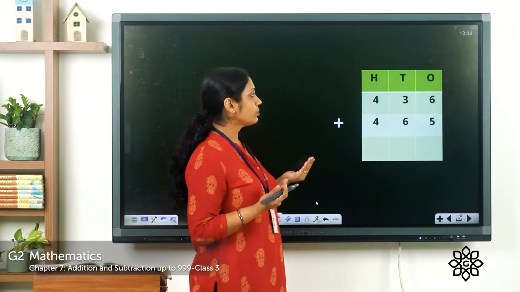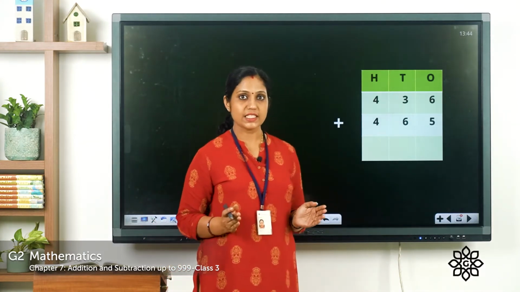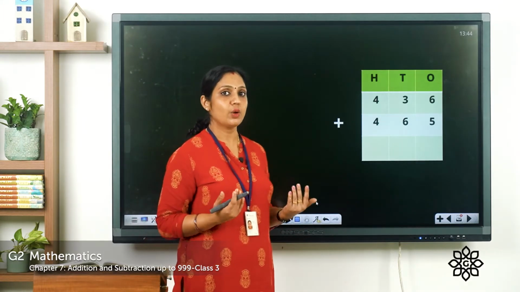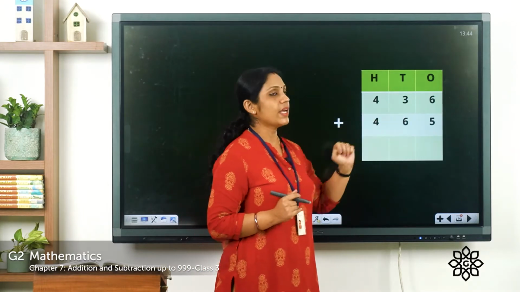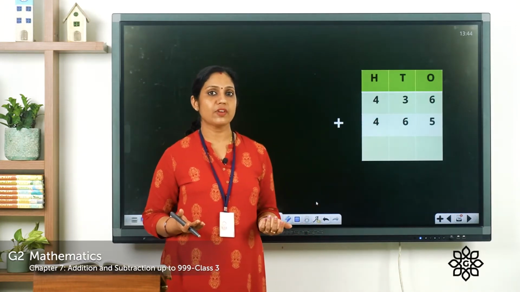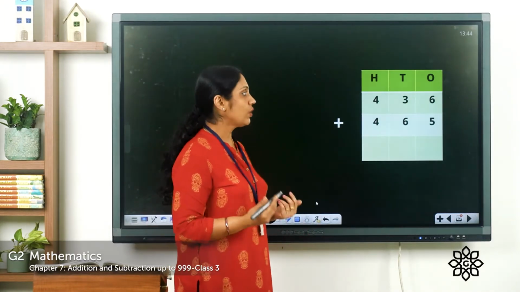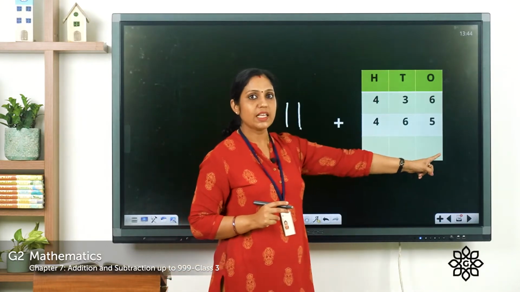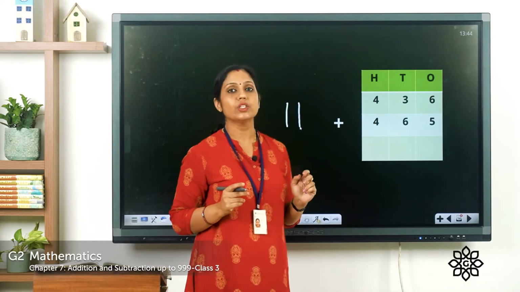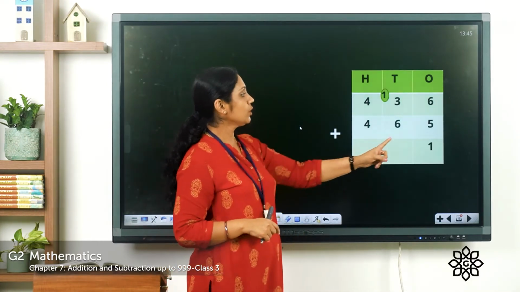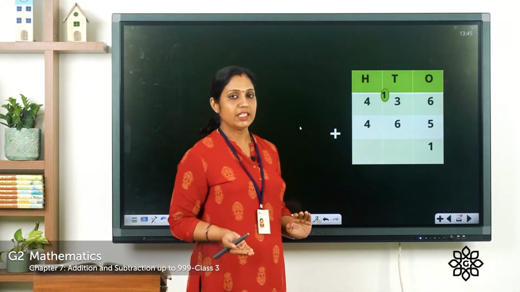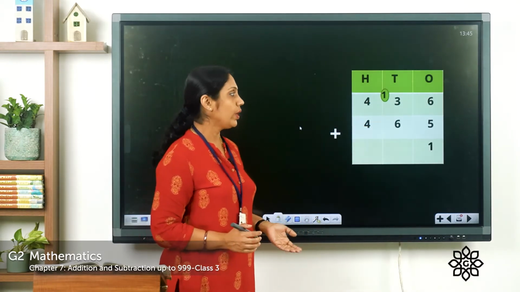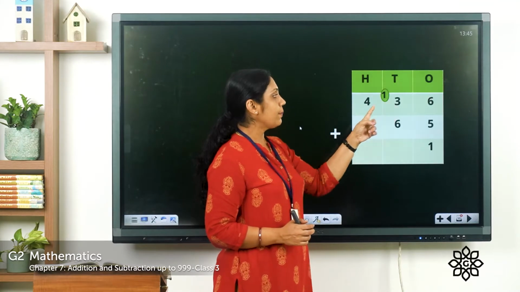Let's look at the next example. Here we have 436 plus 465. Which numbers are there in the ones position? 6 plus 5. And how much is 6 plus 5? It is 11. So what we have to do? 1 we write here in the ones place, and the other 1 we carry over to the tens place. Now we have 1 plus 3 plus 6.